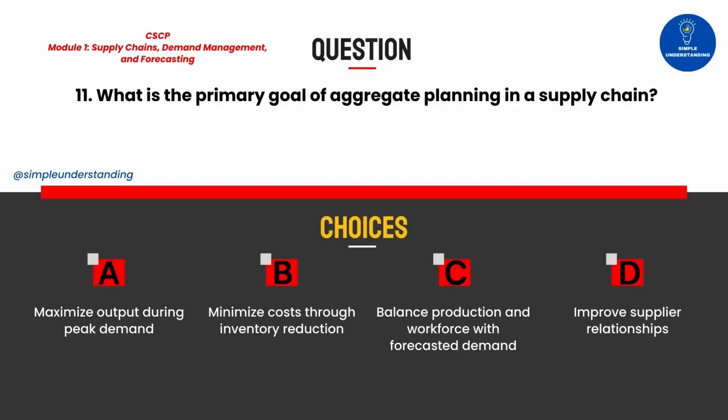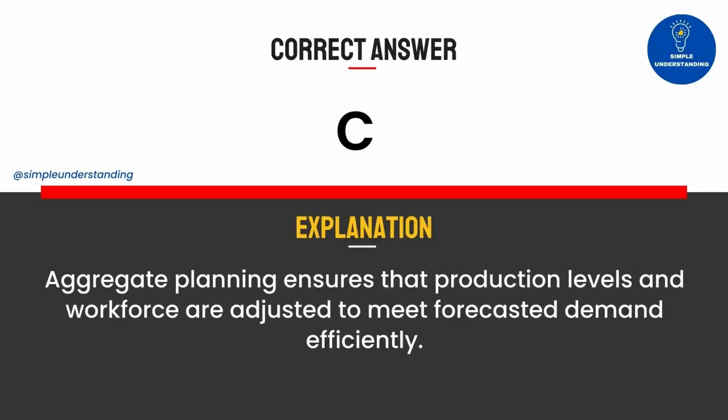What is the primary goal of aggregate planning in a supply chain? A. Maximize output during peak demand. B. Minimize costs through inventory reduction. C. Balance production and workforce with forecasted demand. D. Improve supplier relationships. Correct answer C. Explanation. Aggregate planning ensures that production levels and workforce are adjusted to meet forecasted demand efficiently.